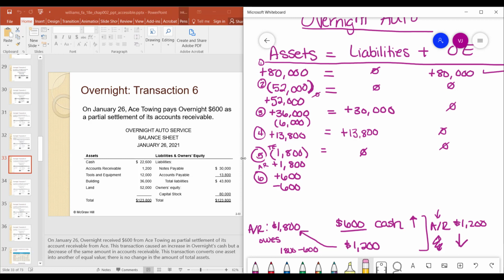Okay, and again, I don't want to get in the habit of doing the minuses. We want to do it in parentheses. So our cash went up by $600, while at the same time accounts receivable went down by $600 as well. And there's nothing else happening here on the liability side or the owner's equity side.